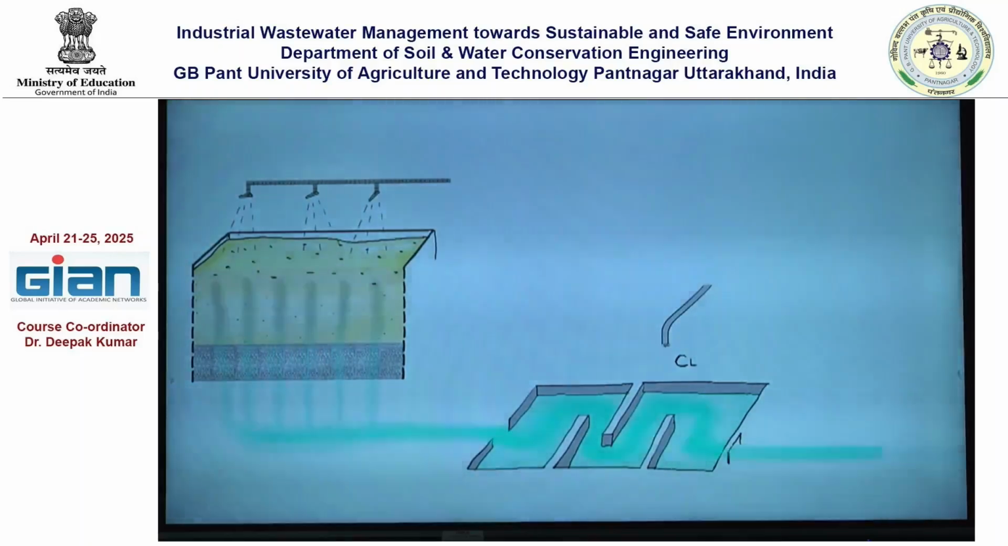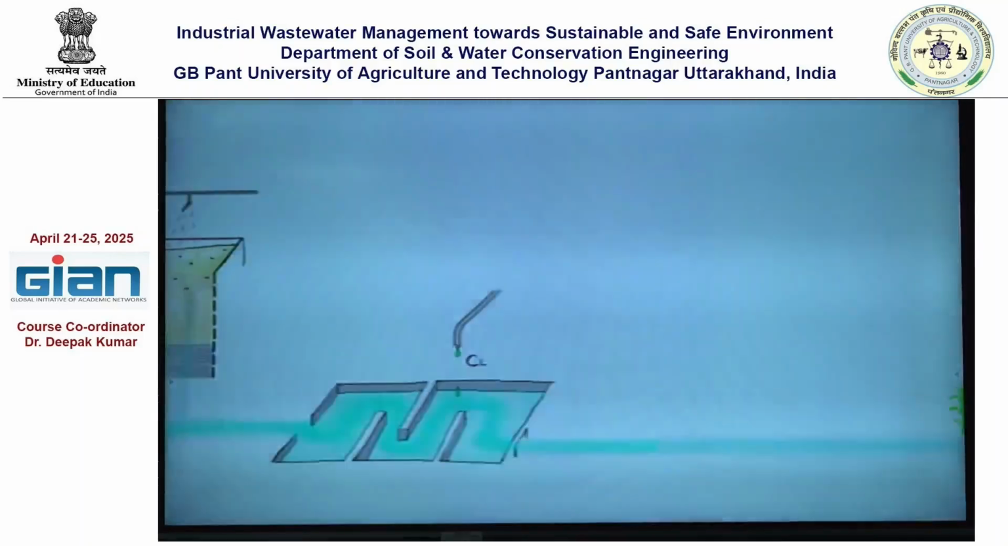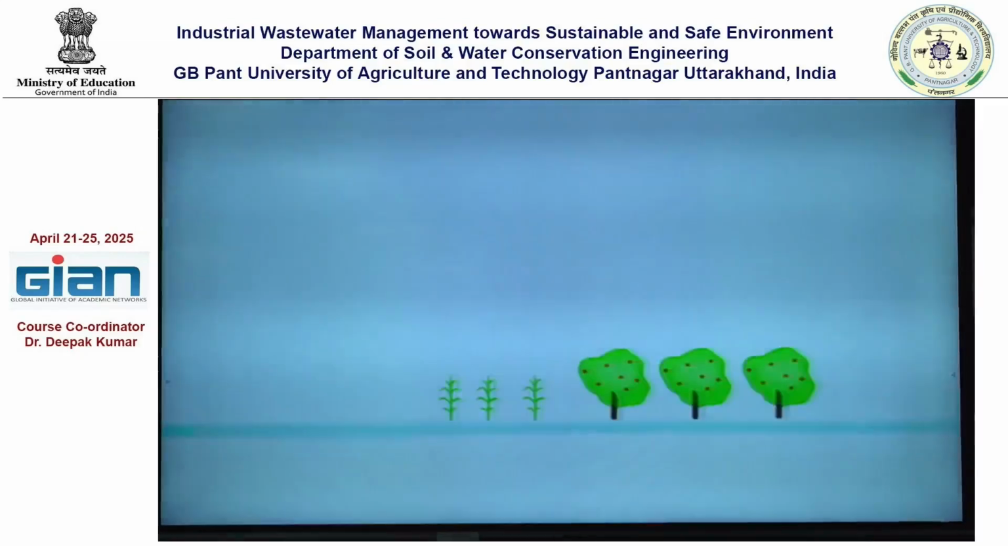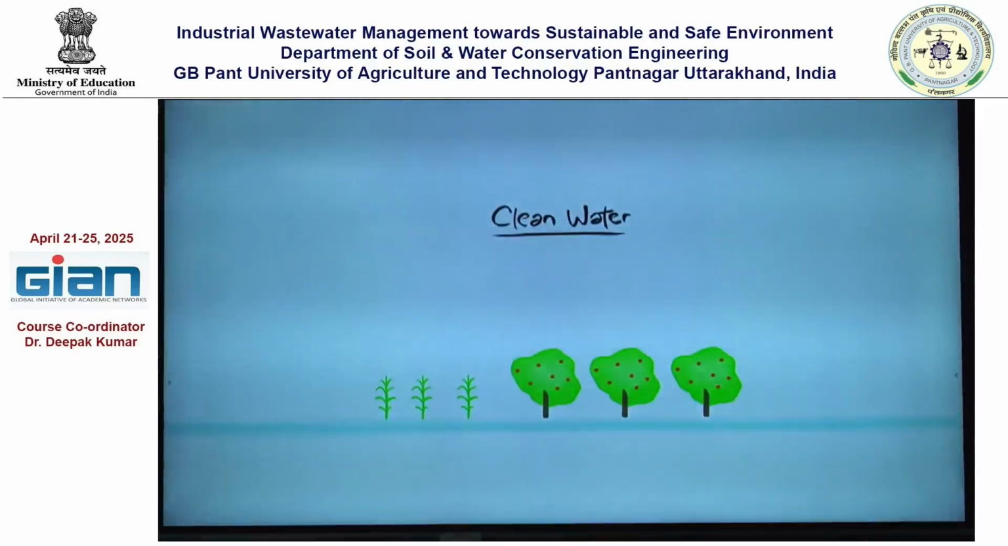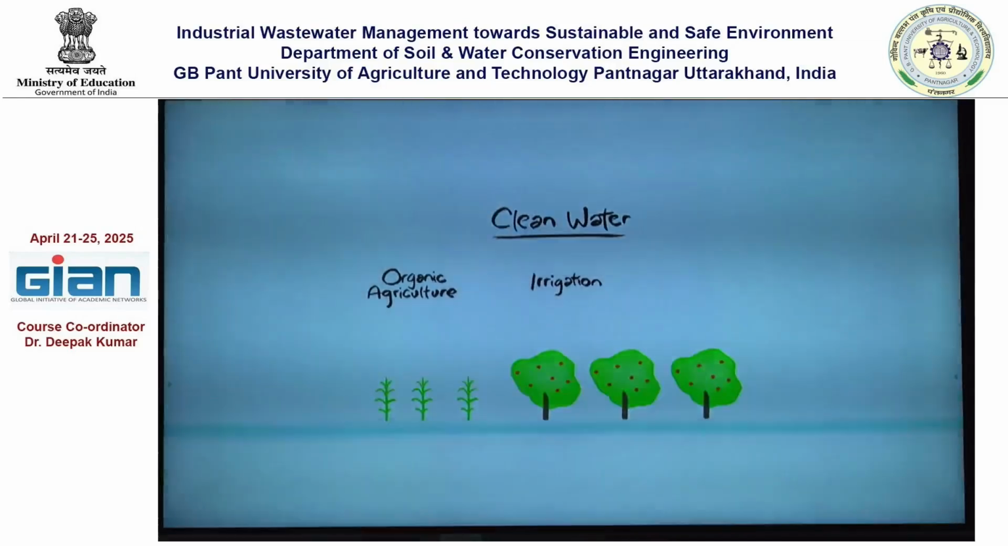Next, the water enters a tank. This tank includes a few drops of chlorine to finish the disinfection process. The result is clean water, ready to irrigate the world's farms.